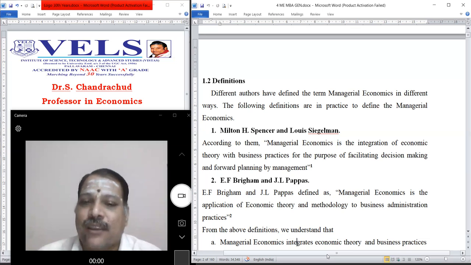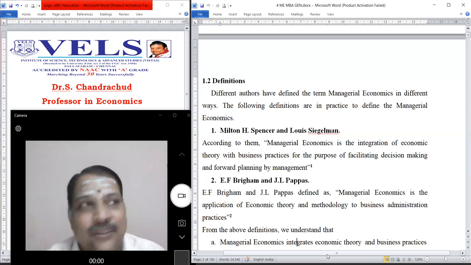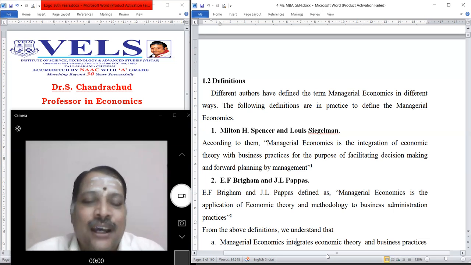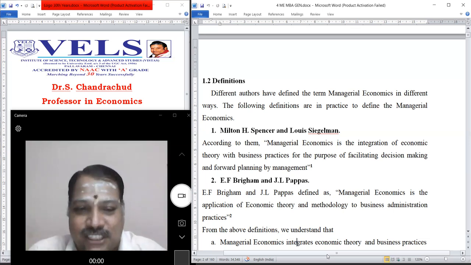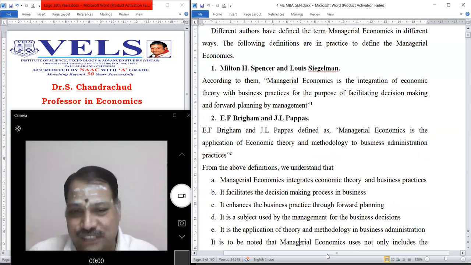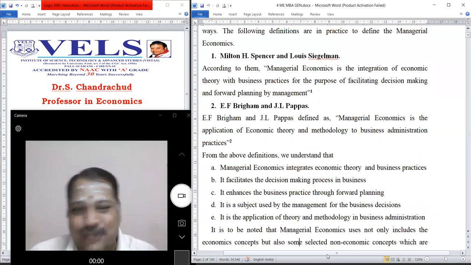I'll repeat again. According to Milton H. Spencer and Louis Siegelman, managerial economics is the integration of economic theory with business practices for the purpose of facilitating decision making and forward planning by the management. Another definition is by E.F. Brigham and Pappas. According to them, managerial economics is the application of economic theory and methodology to business administration and practices.